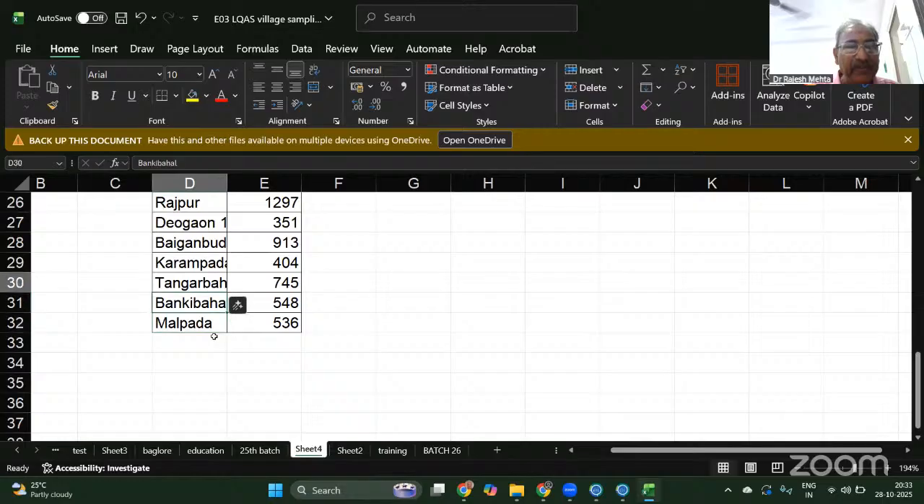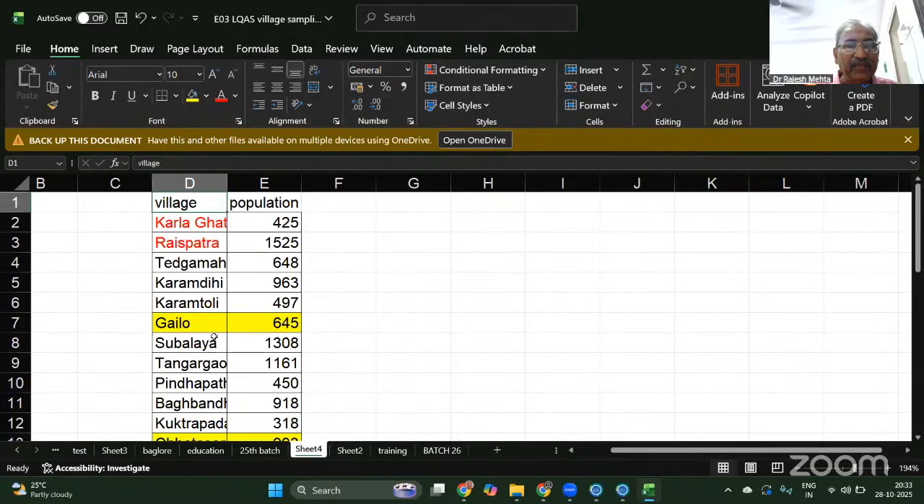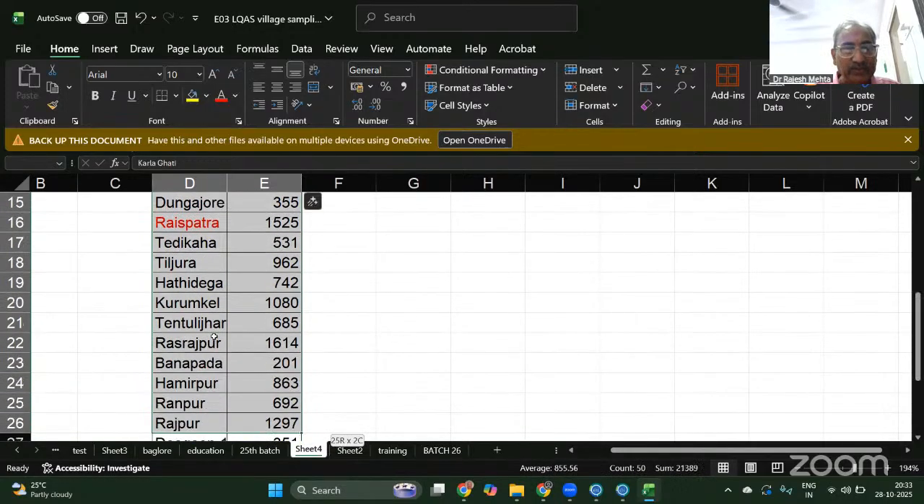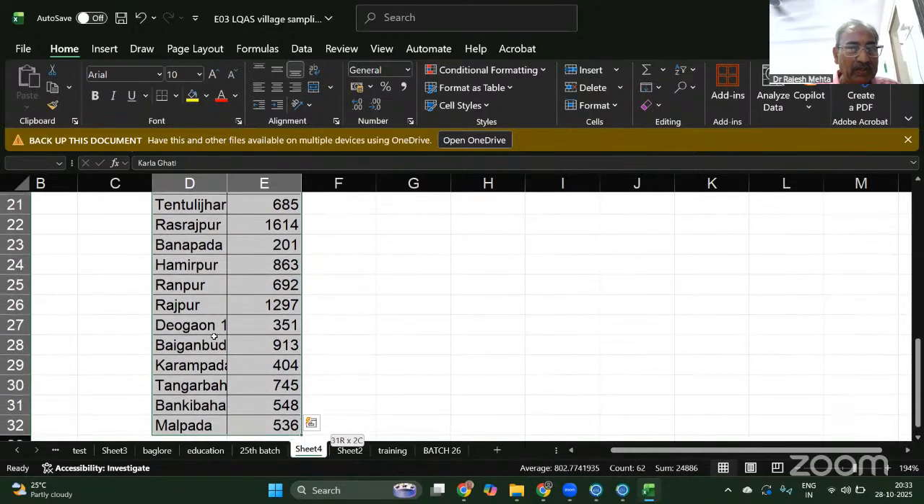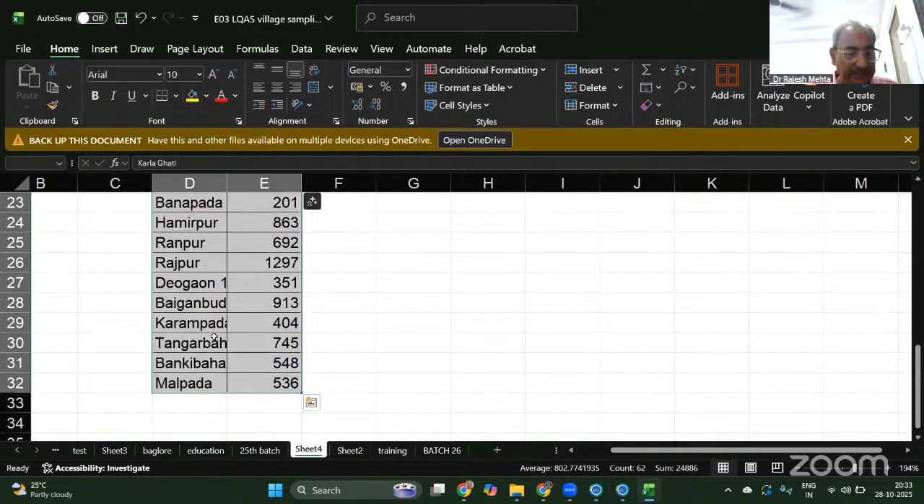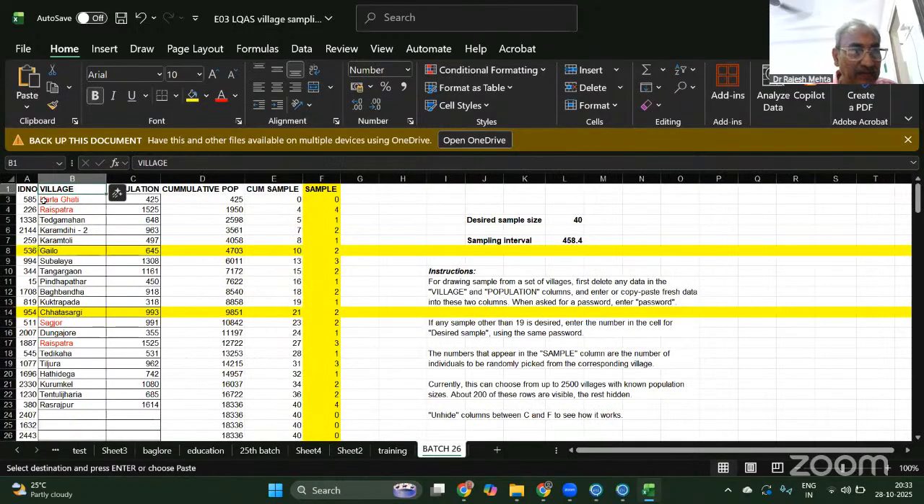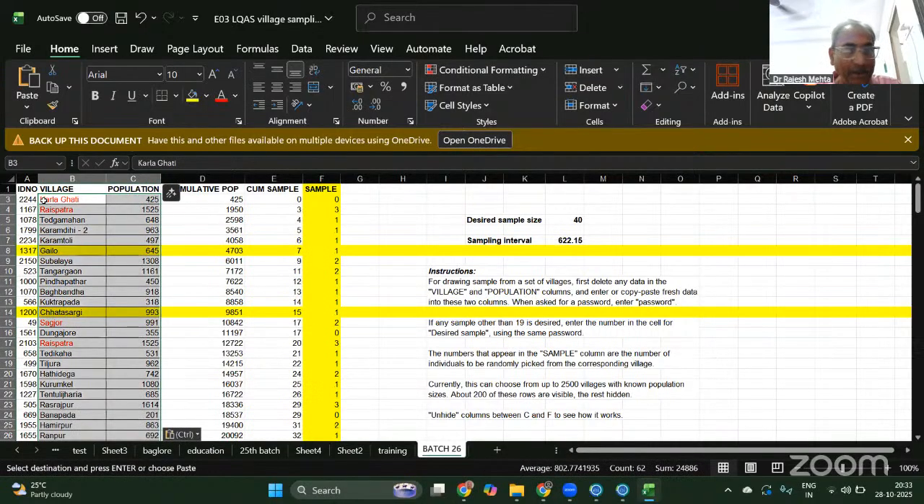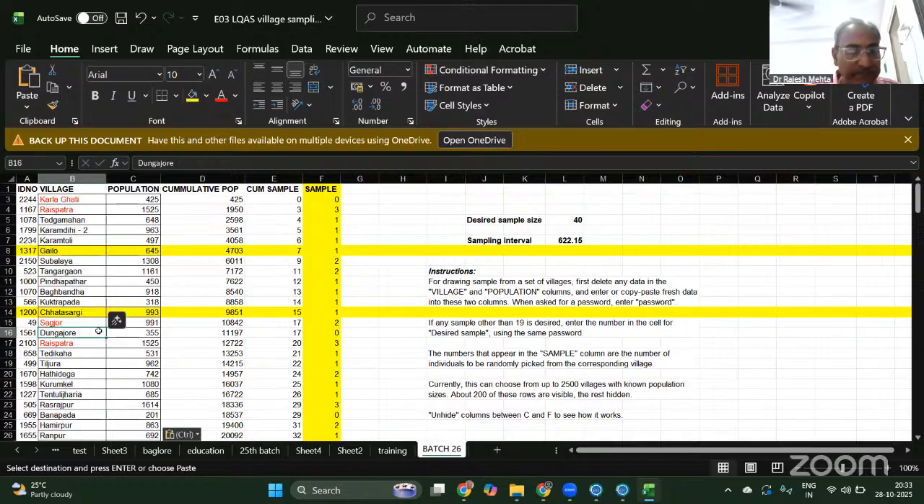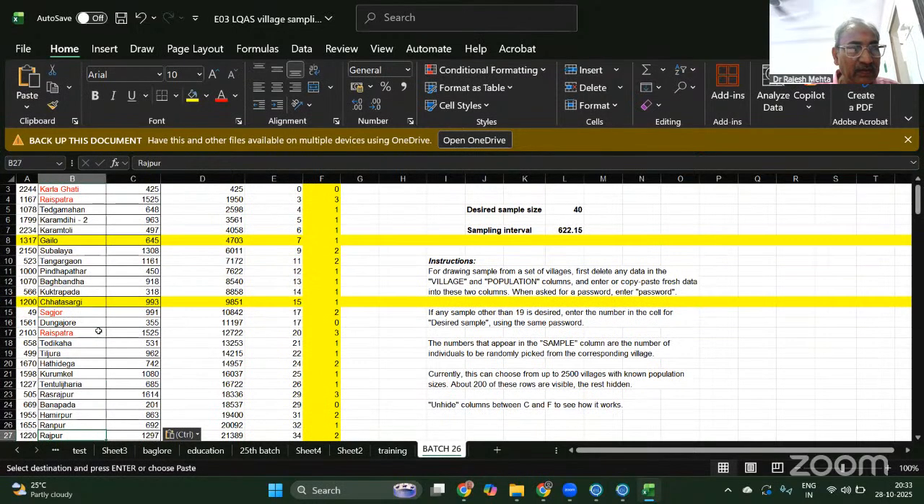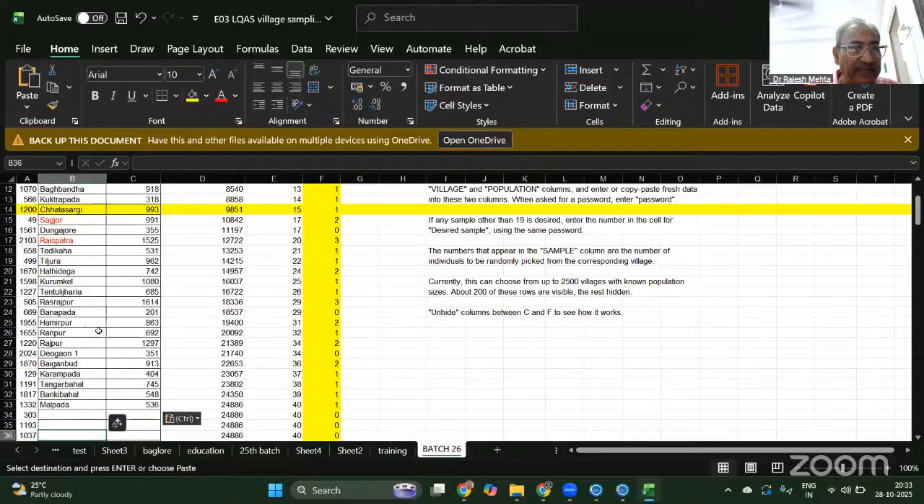You keep one sheet ready in which you have a list of villages, list of urban areas, list of polio booths, list of schools, list of associations, or list of temples, etc. This you do the copy paste, right? You need not touch any other thing. You just do the copy paste, right?